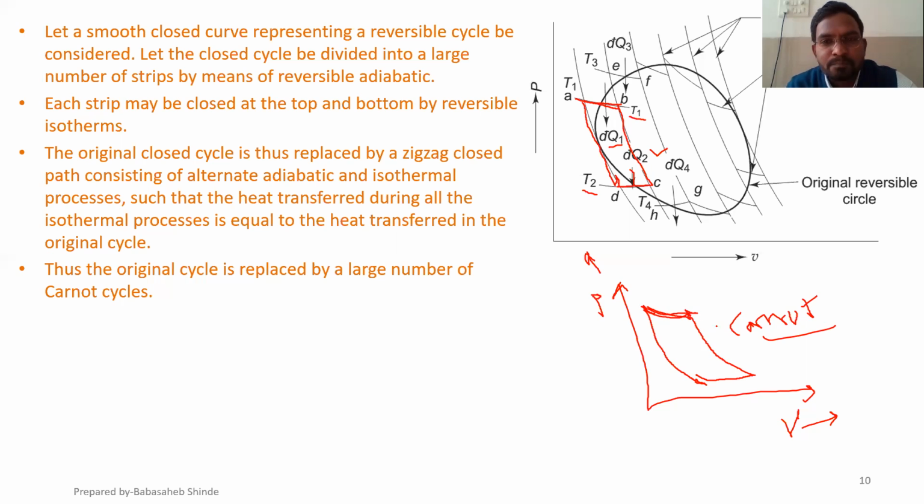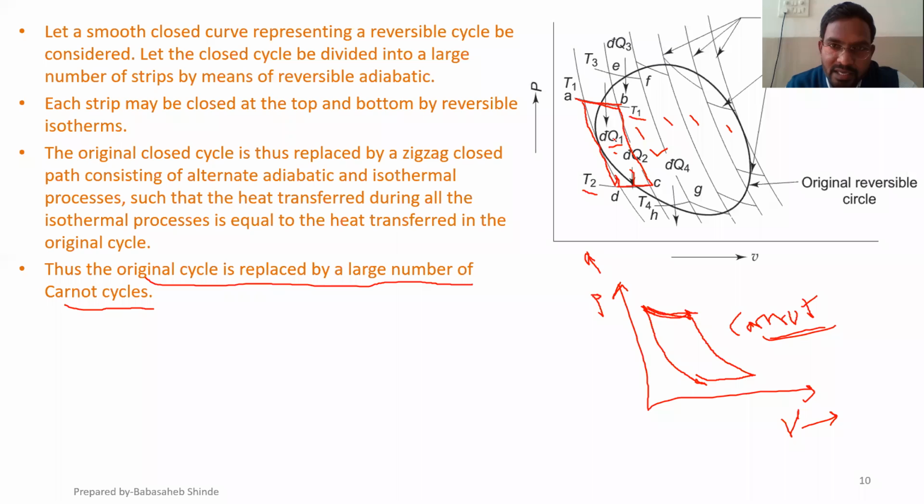Okay, okay. So this segment represents a Carnot cycle, right? So here we can say that the original cycle has been replaced with a large number of Carnot cycles, because there would be 1, 2, 3, 4, 5. You can even add a number of stages also. So one cycle has been replaced by a large number of Carnot cycles.